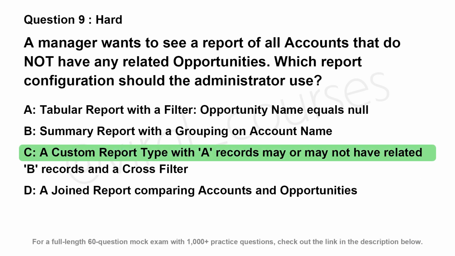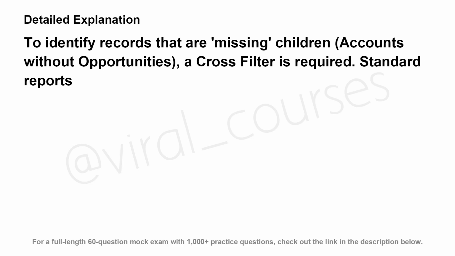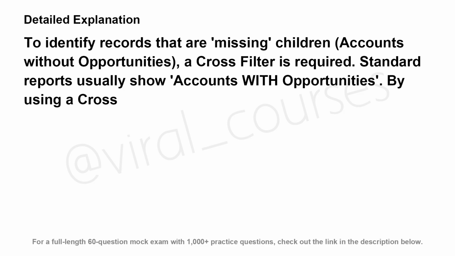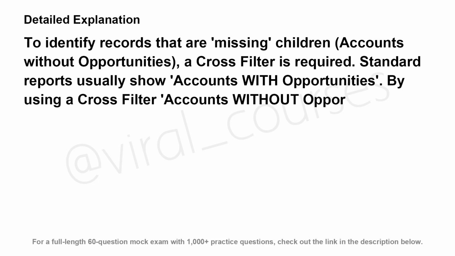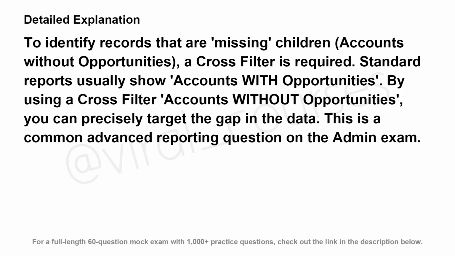The correct answer is C. To identify records that are missing children, accounts without opportunities, a cross filter is required. Standard reports usually show accounts with opportunities. By using a cross filter, accounts without opportunities, you can precisely target the gap in the data. This is a common advanced reporting question on the admin exam.